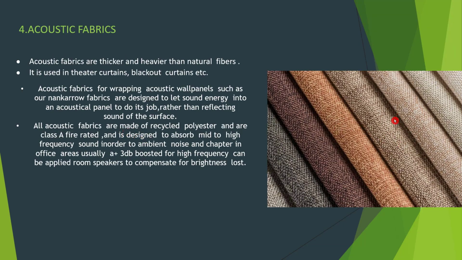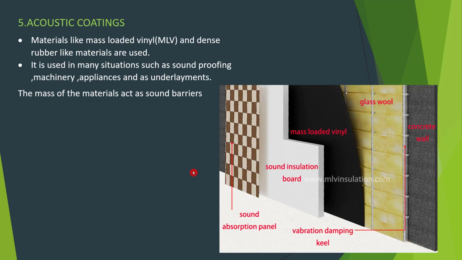Next one is the fabric, cloth-like material used for the acoustic purpose. Acoustic fabrics, they are thicker and heavier than natural fibers, and they are used as curtains in theaters and also as blackout curtains. So this will absorb the sound. Next one is the acoustic coating. So we can also apply the coating to the existing walls. So materials like mass loaded vinyl, MLV, and dense rubber-like materials are used for this. It is used in many situations such as soundproofing machinery, appliances, and as underlayments. The mass of the materials acts as the sound barrier.